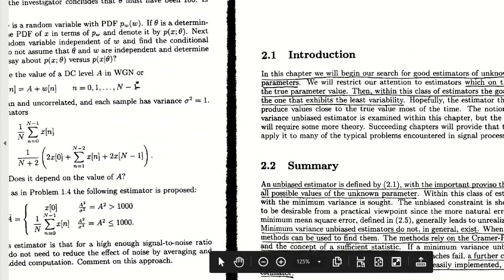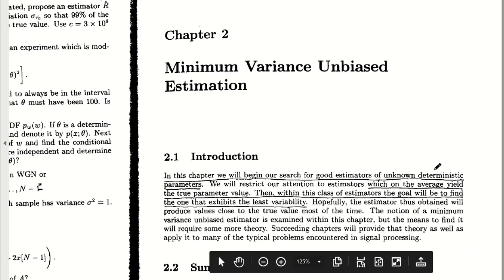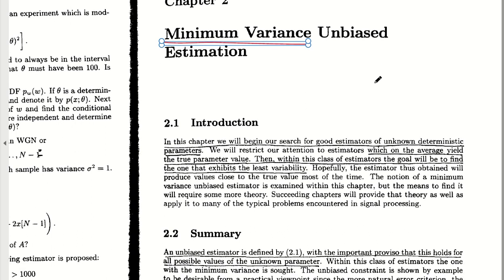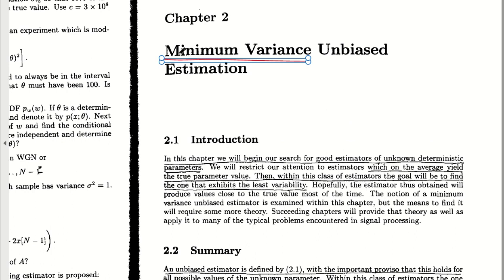Okay, so now we continue to chapter 2. We're going to talk about minimum variance unbiased estimation. As we said before, the design of an estimator is actually a design issue. For a design issue, you could have a lot of different choices for designing an estimator. And in this section, we're talking about minimum variance.